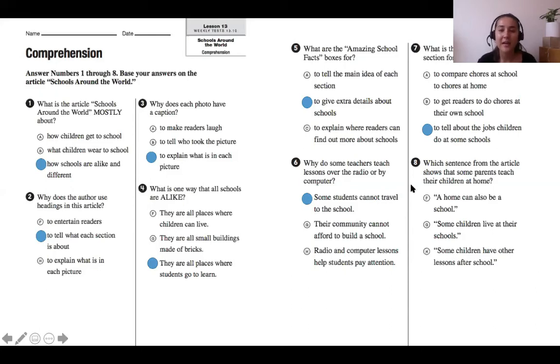Great. Number 8. Which sentence from the article shows that some parents teach their children at home? What do we think? Jenny. A home can be school. Good girl. A home can also be a school. Great work, Jenny. So some children, they get taught by their parents. Their mom and dad are their teachers and they stay at home to learn.